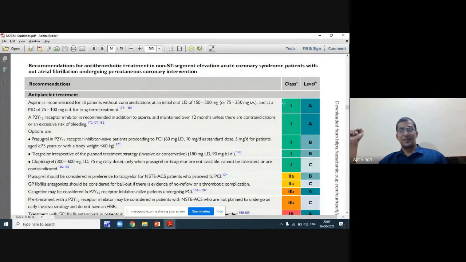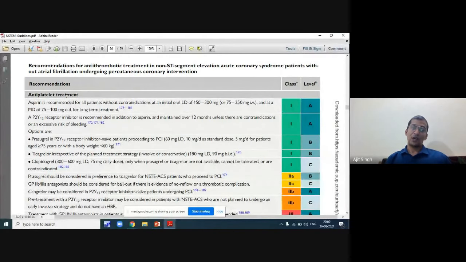See, these are the class recommendations. The first class recommendation is that aspirin is recommended for all patients without contraindications, meaning bleeding contraindications, at the initial dose of 150 to 300 mg, and at the maintenance dose of 75 to 100 mg only. Loading dose 150 to 300 and maintenance dose 75 to 100 mg for long-term treatment, but without contraindications. Class 1 recommendation is that.